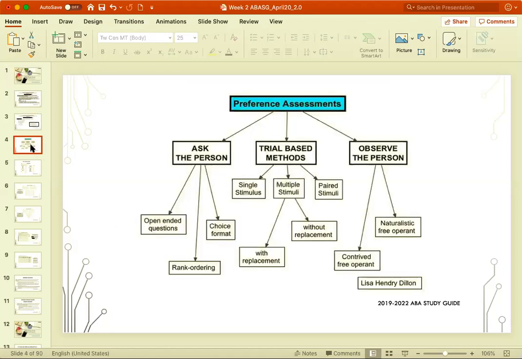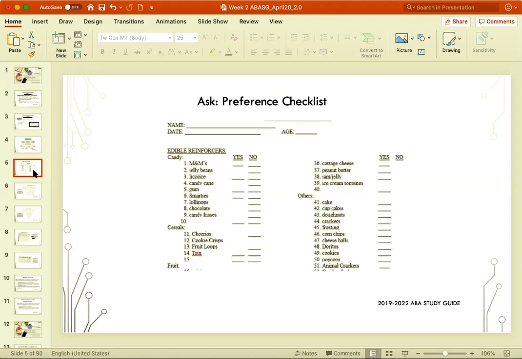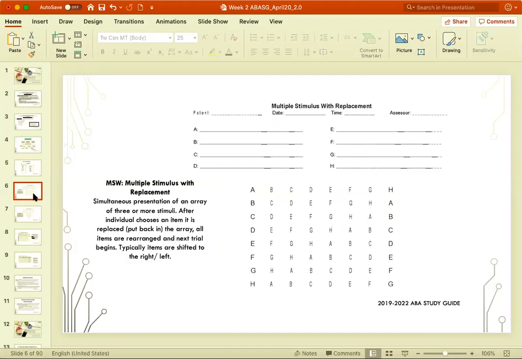Okay, so our friend Lisa Hendry Dillon makes some really nice flowcharts. I've got to give her credit for this one. Preference assessments, we have asking, trial-based, and observation. Some examples that I have presented are ones that I use. There's a lot of different types of preference assessments. One would be a preference checklist. Then we have our MSW, our multiple stimulus with replacement.